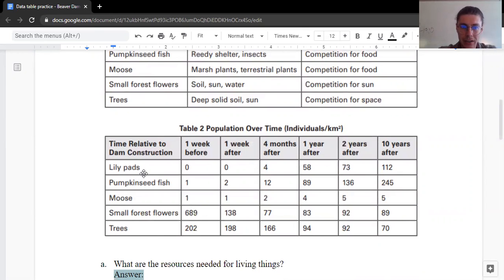So let's start here. Lily pads, before and immediately after the dam is constructed, there are none. But over time, we see that there are more and more and more because this number, as we move to the right of the table, increases. We can see a similar trend or pattern with the pumpkin seed fish. There are few, and over time that number grows. Moose, there are few, and over time that number slightly grows. And then we see something different with forest flowers and trees. Before the dam, we have higher numbers, and over time, these numbers begin to decline. So the pattern still exists, but now looks different because trees and small flowers are affected differently.